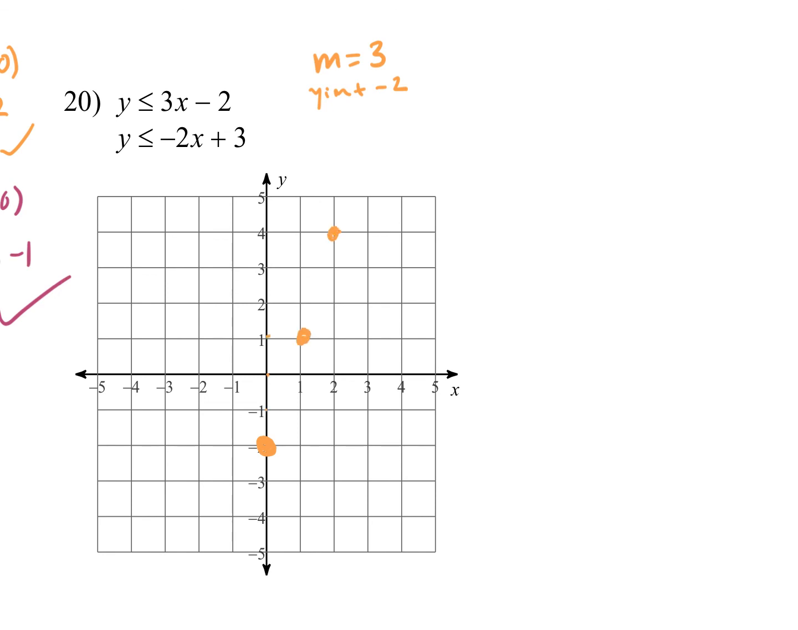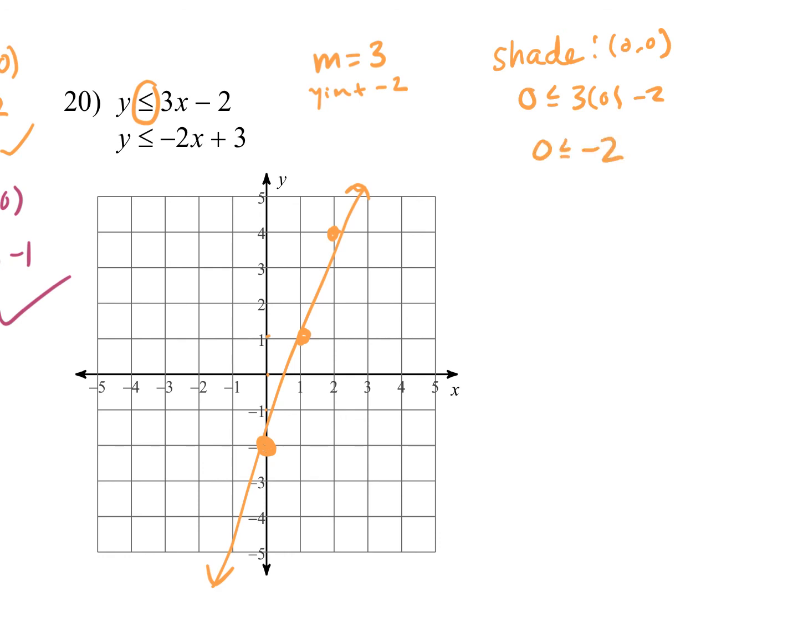Up 3 to the right 1. Do I connect these with a solid line or dotted line? Solid. And then what's next? If it's an inequality, what else do I need to do? Shade. So I'm going to plug in 0, 0. So I have 0 is less than or equal to 3 times 0 minus 2. So 0 is less than or equal to negative 2. Is this true? No, not true. So do I shade where 0, 0 is or where it's not? Where it's not. So that would be on the right side over here.